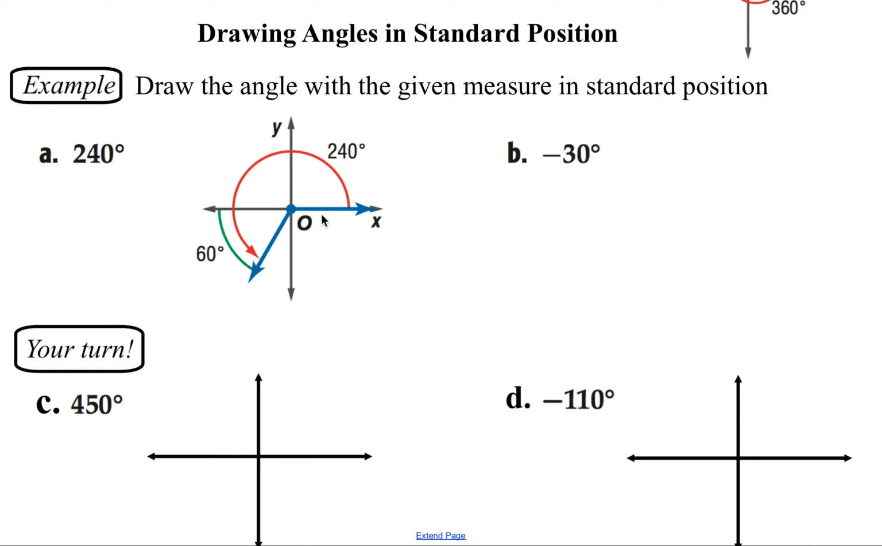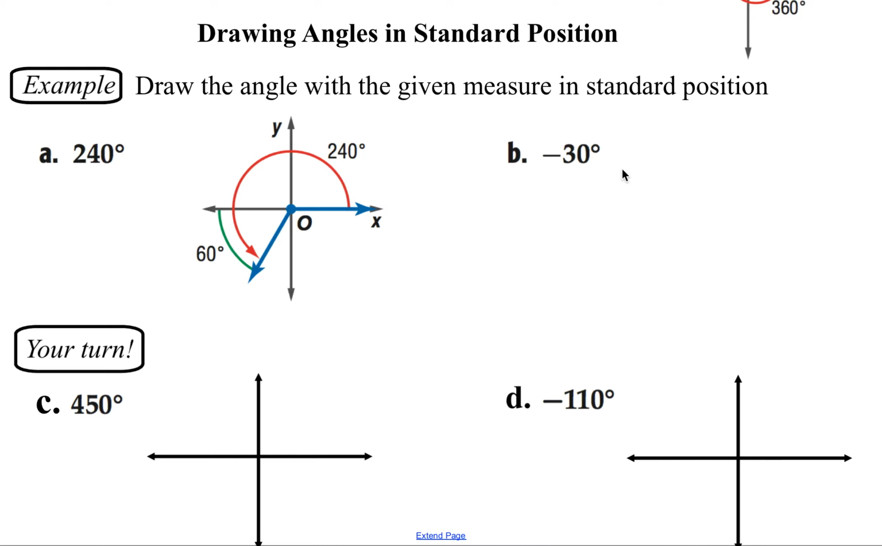You would show that by showing the ends of your rays like this. You do need to include this angle of rotation in red here with an arrowhead so that I can see which direction you're going. That's an important piece of drawing your angle. So you're going to have the two rays and then show which direction you are rotating.